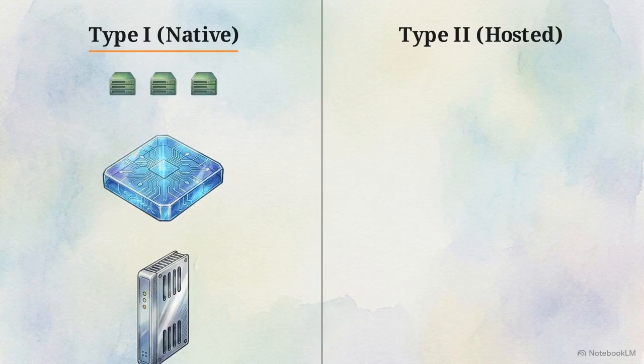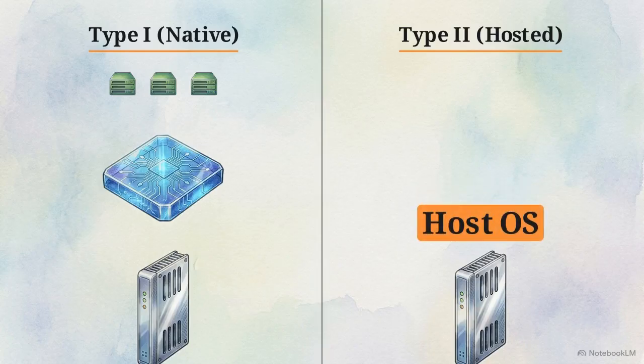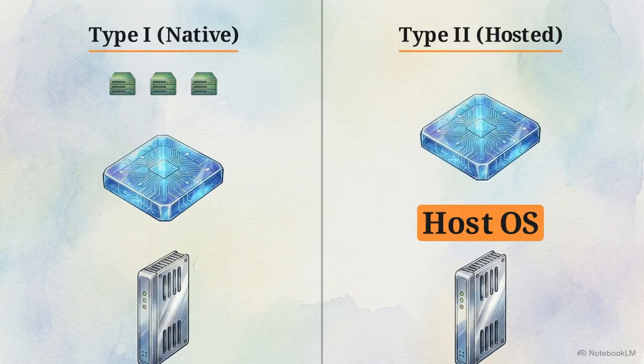On the right is a Type 2, or hosted hypervisor. Here, the hypervisor runs as an application on top of an existing host operating system. It relies entirely on that host OS to manage hardware access. Trace a hardware request through both stacks. On the left, the packet hits the Type 1 hypervisor and executes immediately on the hardware. On the right, the Type 2 request hits the hypervisor, is translated for the host OS, and only then reaches the hardware. That extra step introduces a permanent latency penalty.